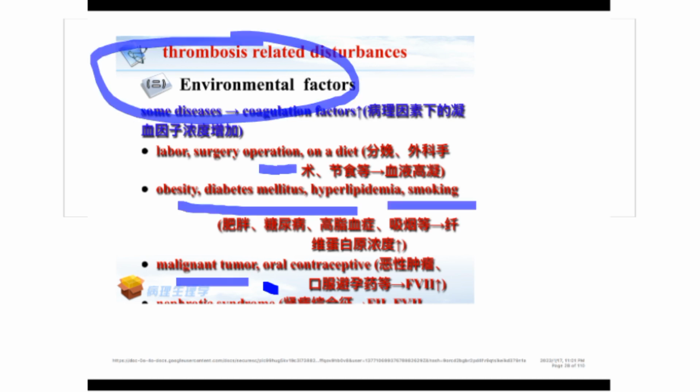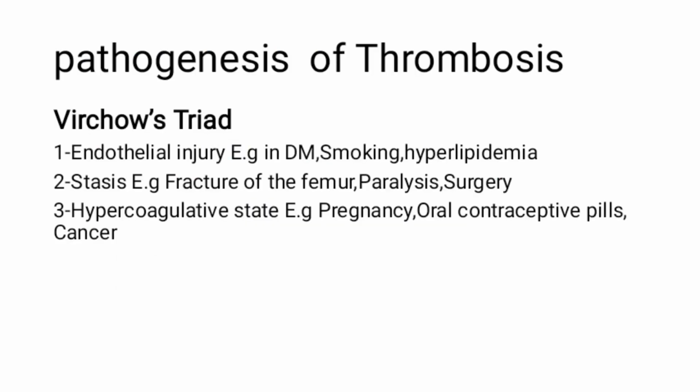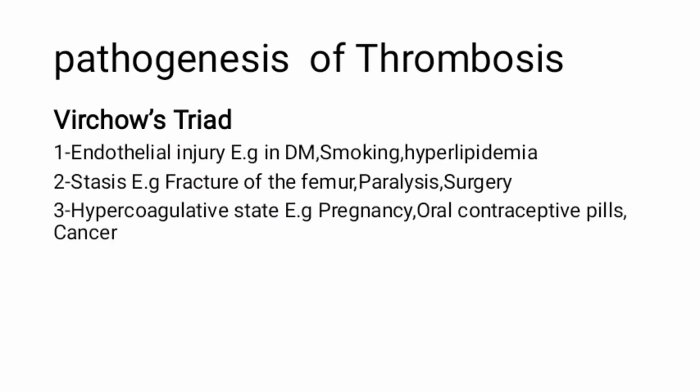Oral contraceptive pills will cause thrombosis because they contain estrogen, and they will make the liver produce an excessive amount of clotting factors. And as we have said, we don't like excessive clotting factors or excessive anti-clotting factors. We like them to be in balance to maintain each other. We don't like one to be greater than the other. So this is the pathogenesis of thrombosis.